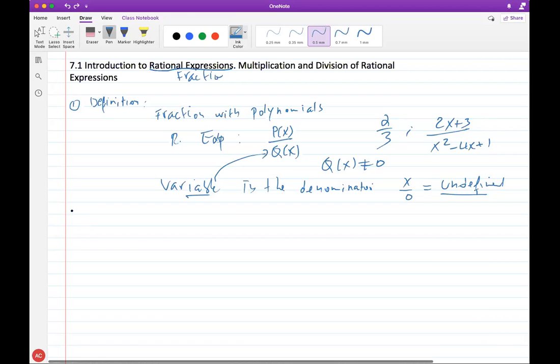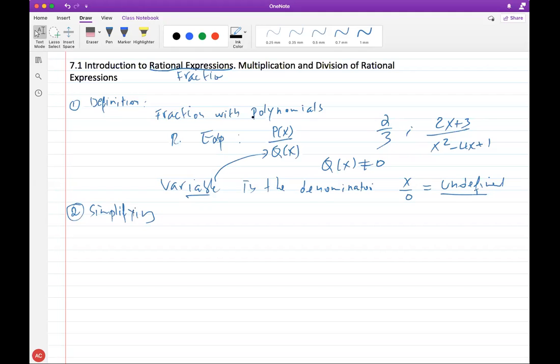So before multiplying, let's start with simplifying. So far is the introduction here, the definition. You guys got it? Any questions about the introduction or the definition of the rational expressions?